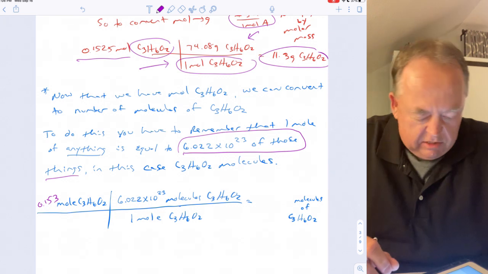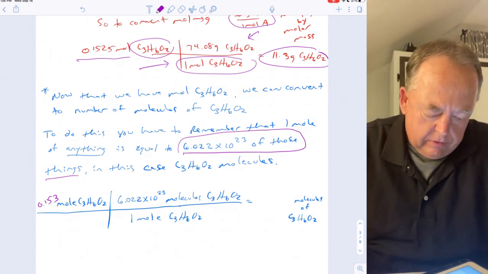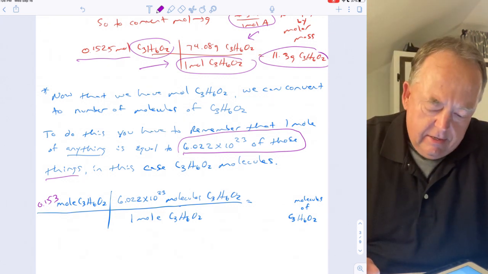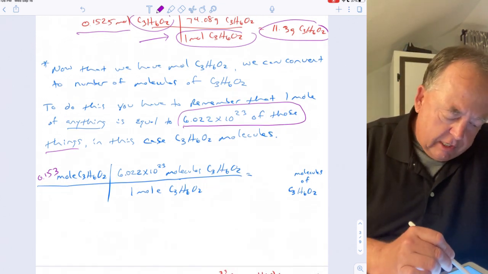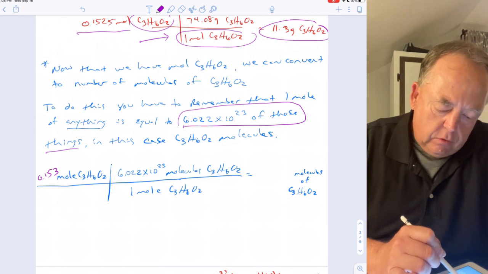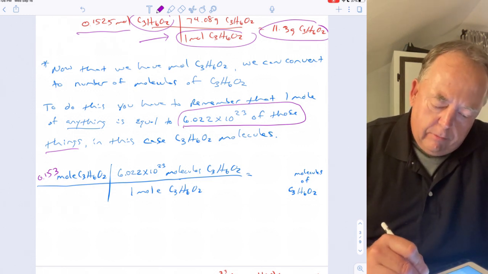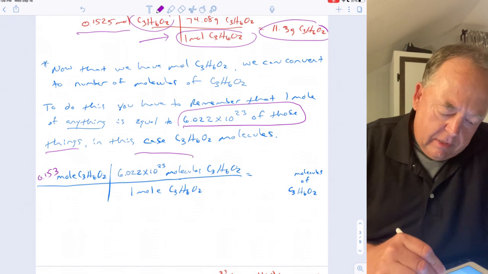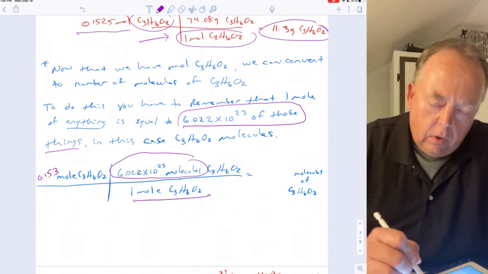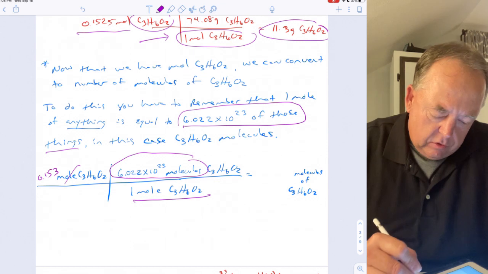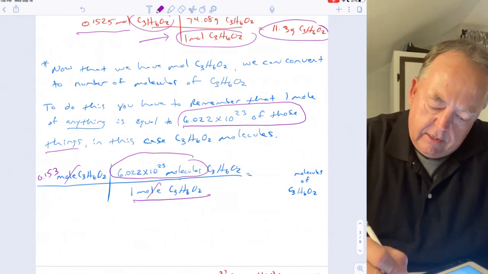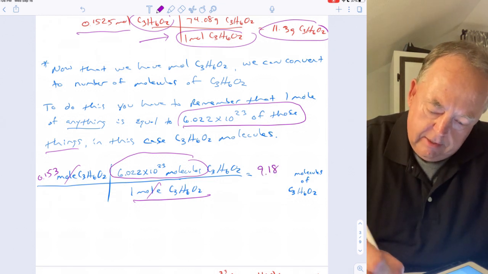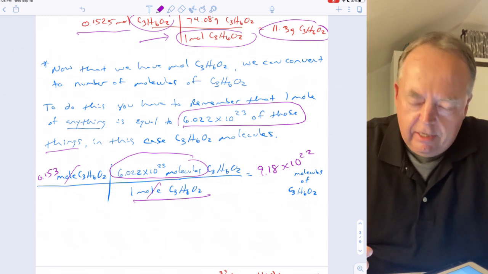So we take the moles that we just calculated, 0.153, or it's best to not round until the end. So if you just kept all of the numbers in your calculator, you can round at the very end. So we're going to take the 0.153 moles of C3H6O2, and then we're going to multiply by Avogadro's number. So there's that many molecules in 1 mole, right? So moles are going to cancel out, and now we're going to be left with molecules. So if you did that, you should get 9.18 times 10 to the 22nd molecules of C3H6O2.